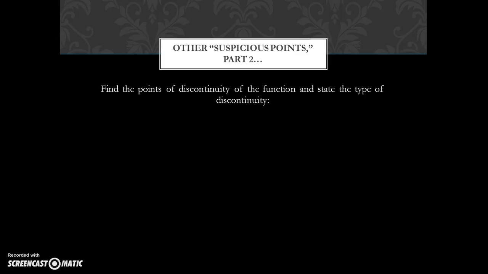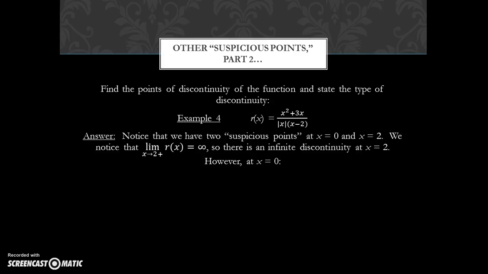Find the points of discontinuity of the next function and state the type of discontinuity. Here's a little more complicated one. r of x is equal to x cubed plus 3x over the absolute value of x times x minus 2. We have two suspicious points, x = 0 and x = 2. Notice that the limit as x goes to 2 from the right of r of x is equal to infinity. We get that by plugging in. So there is an infinite discontinuity at x = 2.